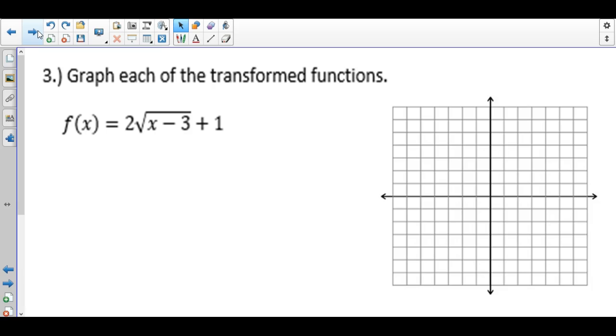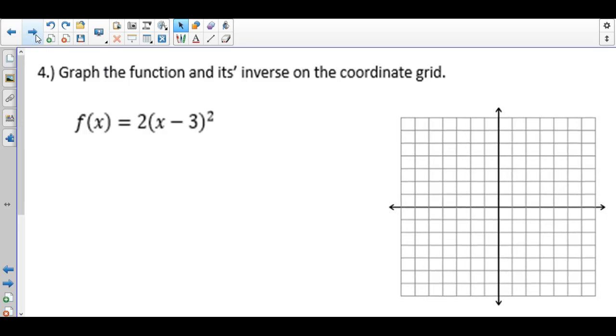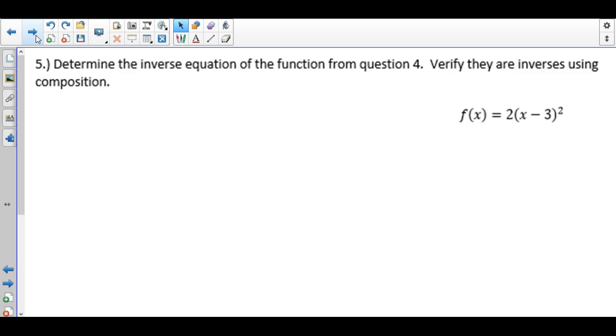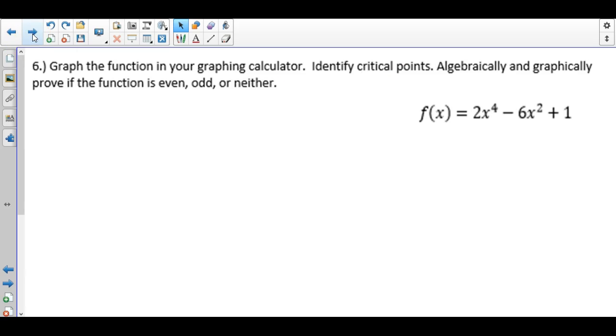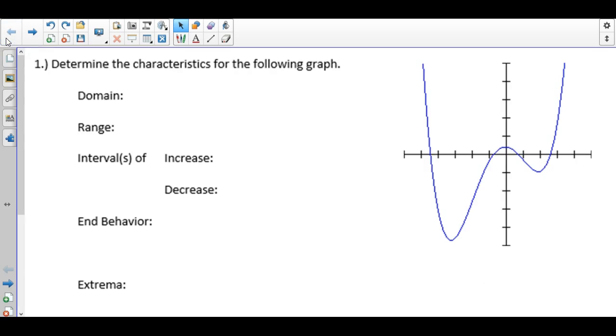We'll go through different types of transformations, equations, and inequalities. So you'll see the greater than, which will be the dashed line and all the shading. So we'll go through a few of those, and then we'll go through just graphing a function and its inverse. And then using that same function, we'll determine the inverse equation and verify the functions are inverses of each other. And then we'll finish off with identifying critical points in a graphing calculator, and then discussing if a function is even, odd, or neither. So I'll get rolling with the first one, determining just characteristics of a graph.